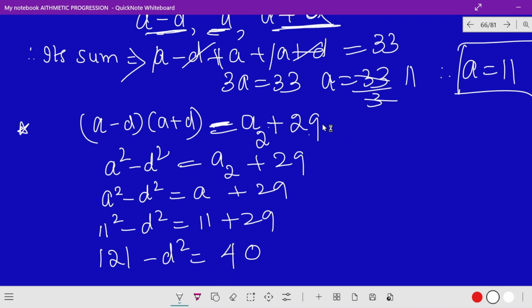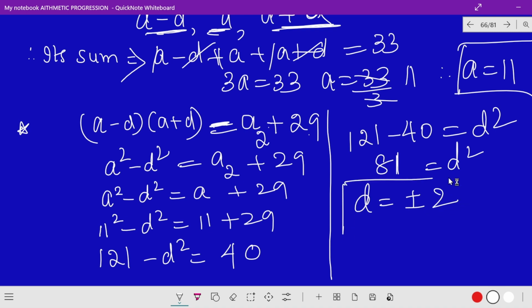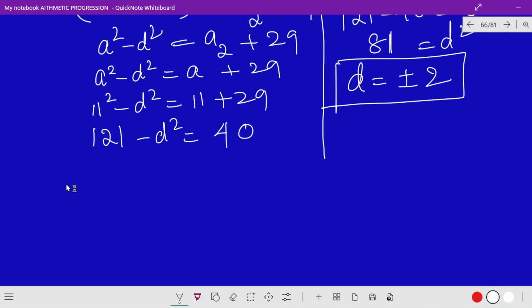So what do you get here? 121 minus 40 is equal to D square. Shifting this part to this side, 121 minus 40 will be 81, is equal to D square. D is equal to plus or minus 9. After taking D is equal to plus or minus 9, we have to take both cases, D equal to plus 9 and D equal to minus 9. Both cases we have to solve and show the values. What are the values we are going to get? So let us solve here.